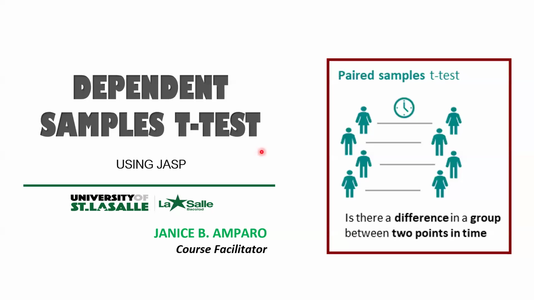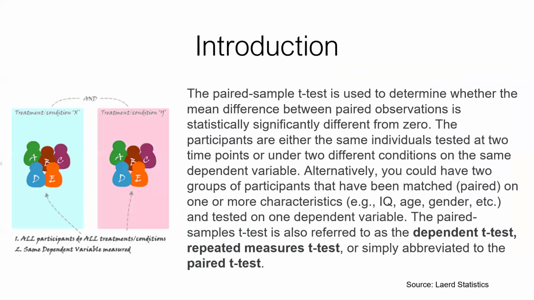Okay, we proceed with our next discussion on the use of JAST in running dependent samples t-test. Here, the paired samples t-test is used to determine whether the mean difference between paired observations is statistically significantly different from zero. The participants are either the same individuals tested at two time points or under two different conditions or treatments on the same dependent variable.